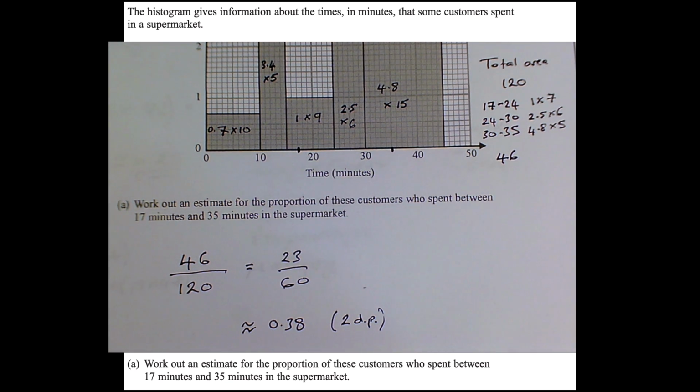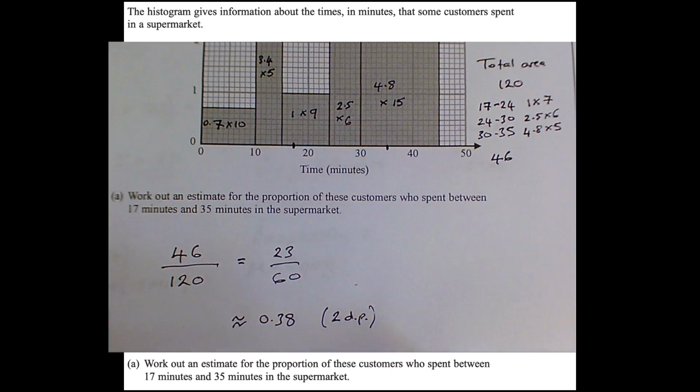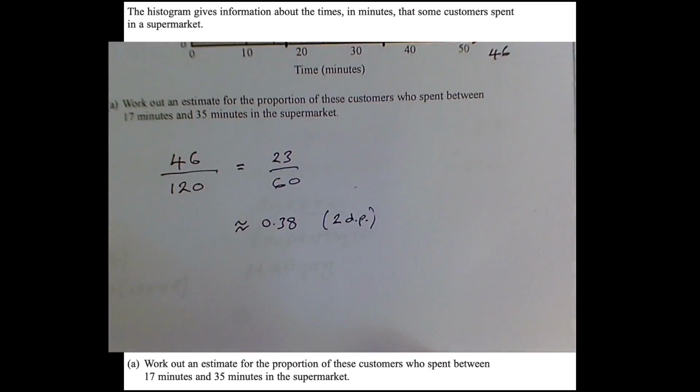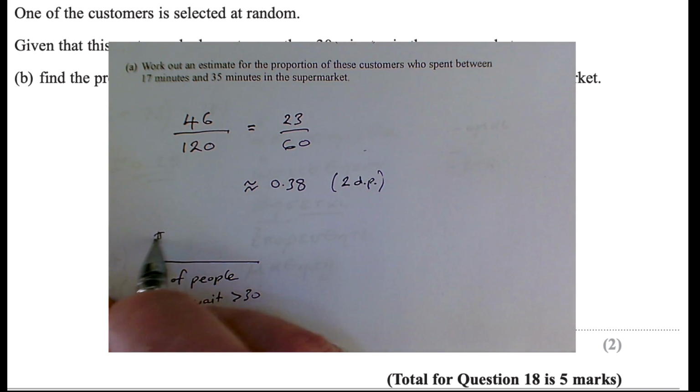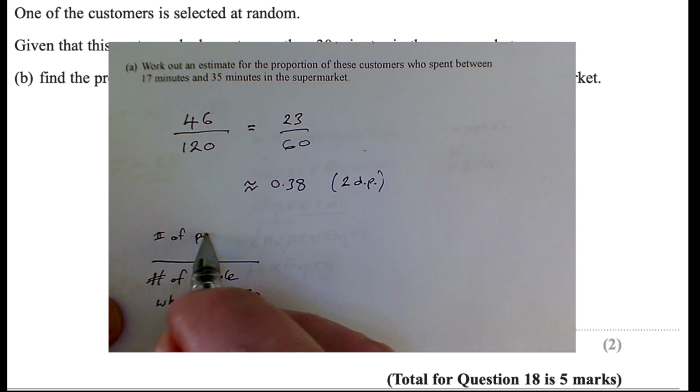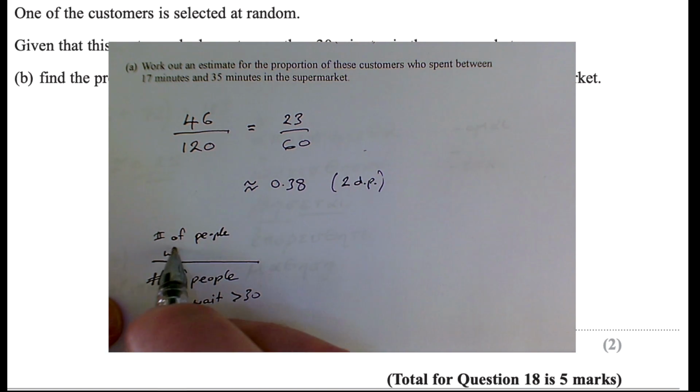Right, so we have got a part B for this question, and it's what we call a conditional probability. It says, given that the customer has spent more than 30 minutes. So out of the people who waited 30 minutes or more, we need to work out how many people waited for 36 or more. So we need the number of people who waited more than 30 minutes, and the number who waited more than 36 minutes. Fortunately for us on a histogram, that's really an easy thing to do. We can just work out the area of these 2 rectangles.